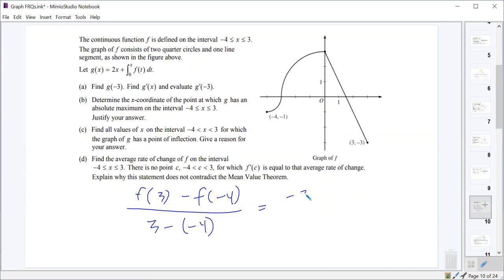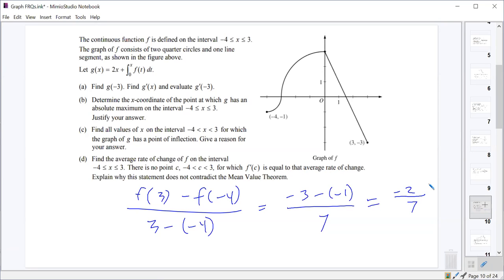which gave us, what was f of 3? F of 3 was -3. F of -4 was -1 over 7. So what is that? -3 minus -1. That's -2 over 7. Okay. So is that what you got? -2/7?